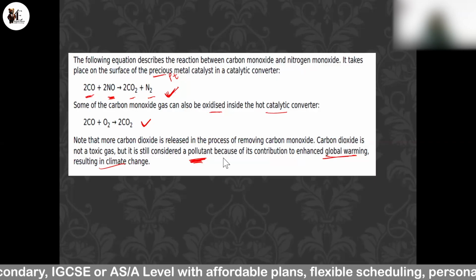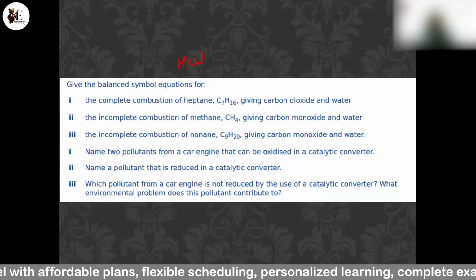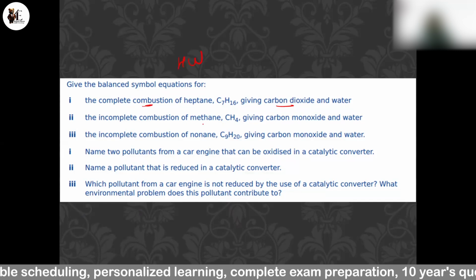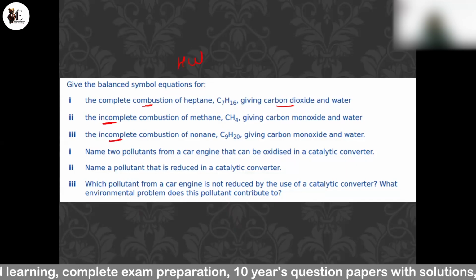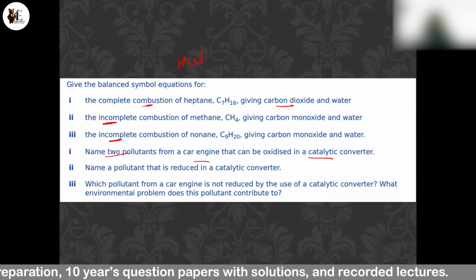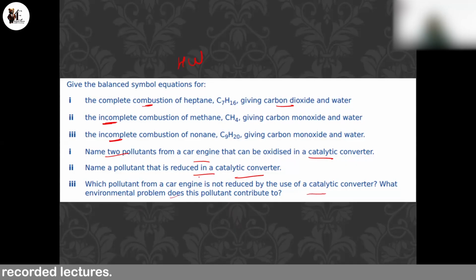So this is your homework question for today. Give the balanced symbol equation for the complete combustion of heptane, giving carbon dioxide and water. You just have to balance the equation. Combustion means reacting with oxygen. For methane, incomplete combustion, you know the product: carbon monoxide and water. Name two pollutants from a car engine that can be oxidized in a catalytic converter. Name a pollutant that is reduced in a catalytic converter. Which pollutant from a car engine is not reduced by the use of a catalytic converter, and what environmental problem does this pollutant contribute to? I've explained all the things. You just have to copy and write down the solutions.